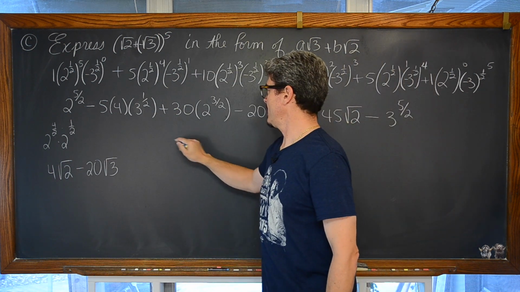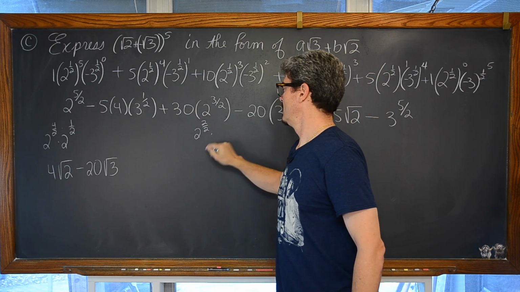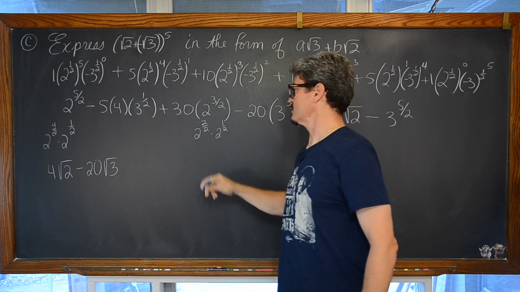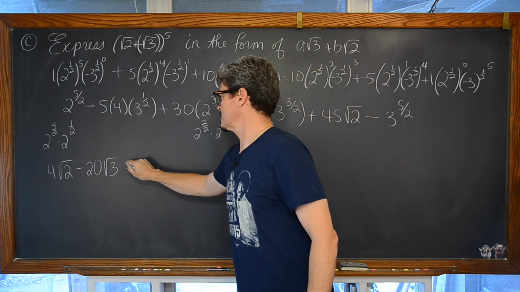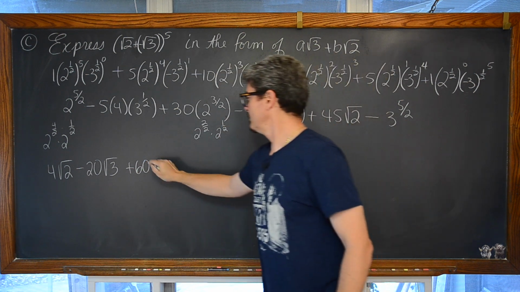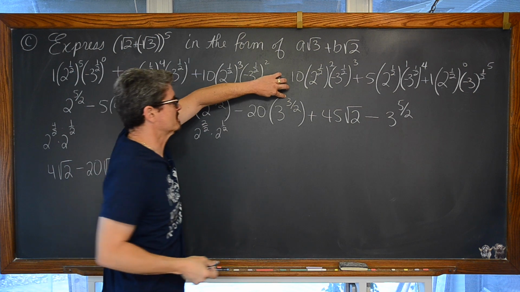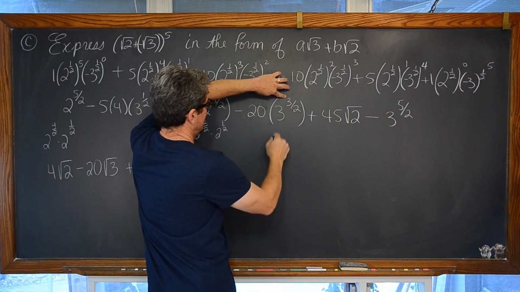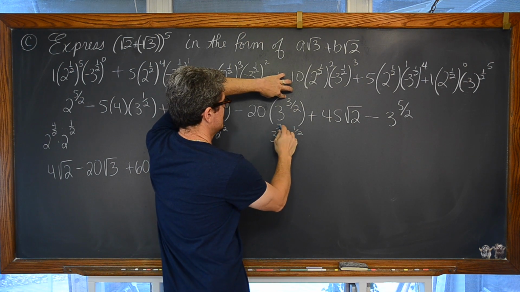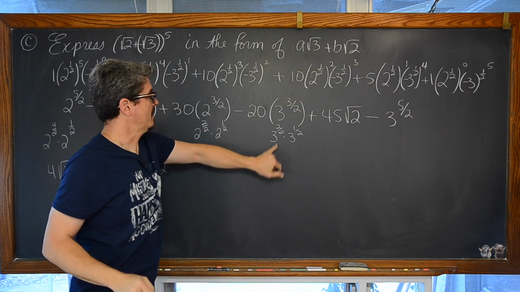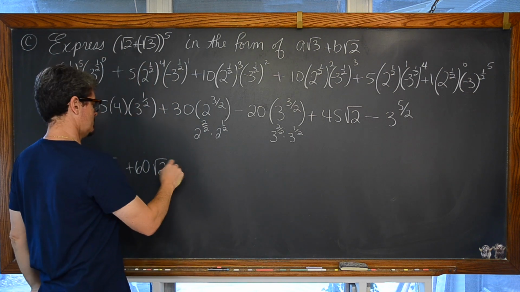And a little bit of scratch work here. We have 2 raised to the 3/2 power. Well, that's 2 to the 2 over 2 power times 2 to the 1 over 2. 1 plus 2 is 3. That's 2 times 30, which is 60, and square root of 2. A little exercise with your simplifying rational exponents here. We have 3 to the 2 over 2 times 3 to the 1 over 2. That's 2 over 2 plus 1 over 2 is 3 over 2. We have 2 divided by 2 is 1, so we have 3 times 20 is negative 60.